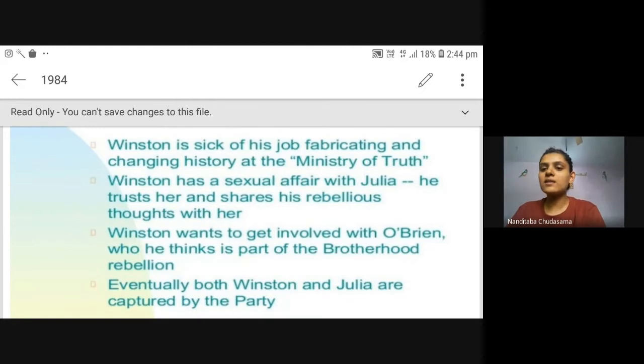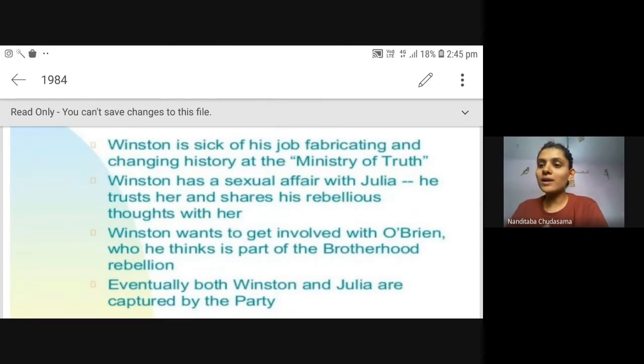And here he trusts her and shares his rebellious thoughts with her. So in that 1984, there is no freedom of sharing your thoughts, writing books, or sharing your views with anyone, or having a relation with anyone without the permission of the Ministry of Truth. Another thing is that Winston wants to get involved with O'Brien, who he thinks is a part of the Brotherhood Rebellion. Now we came to know that the Brotherhood Rebellion is another thing to look upon. Here Winston wants to get involved in it. Why does he want to get involved? Because he was not able to find freedom in his own world.